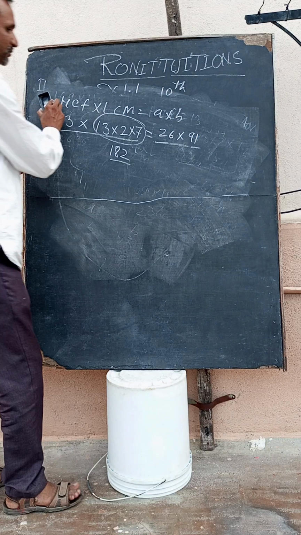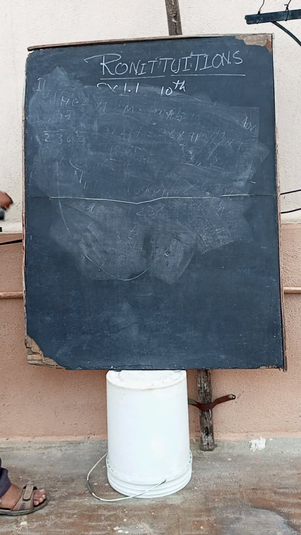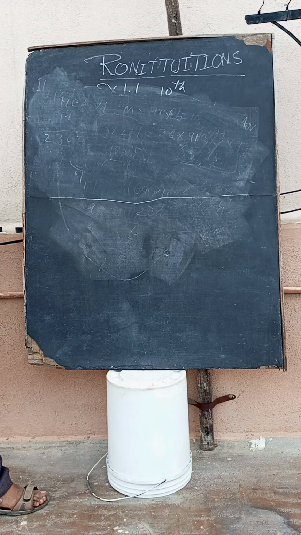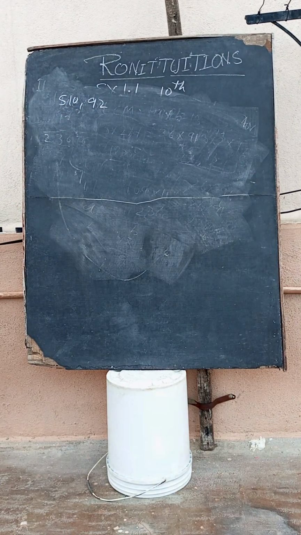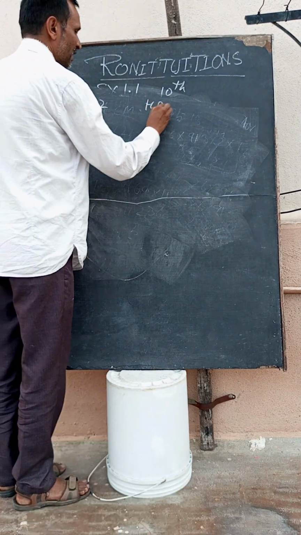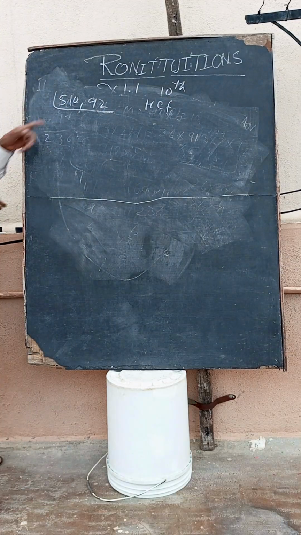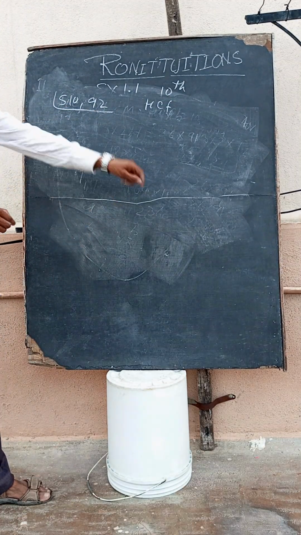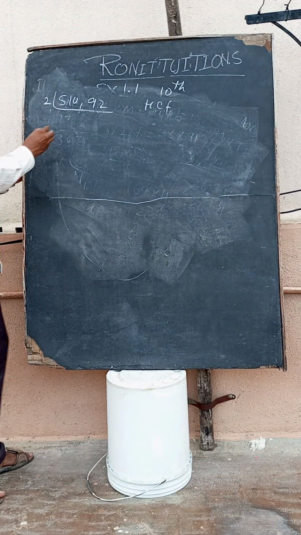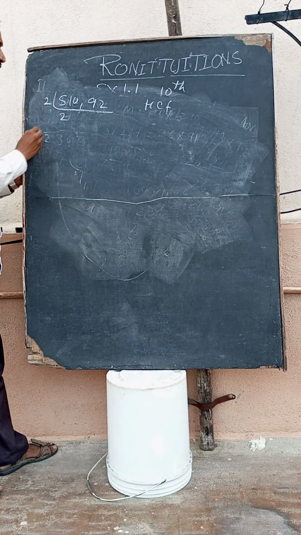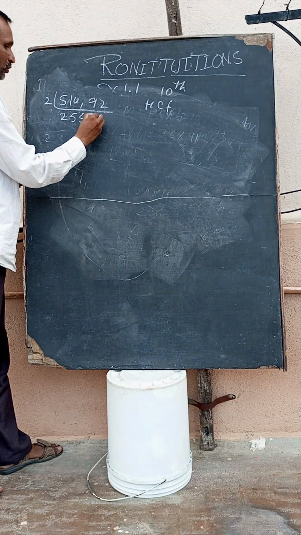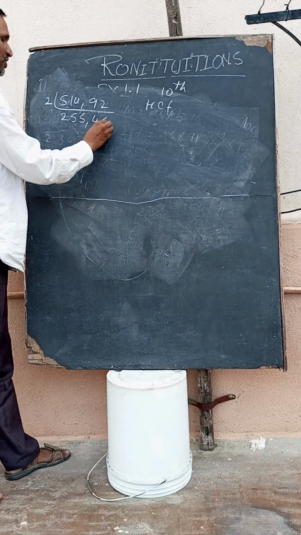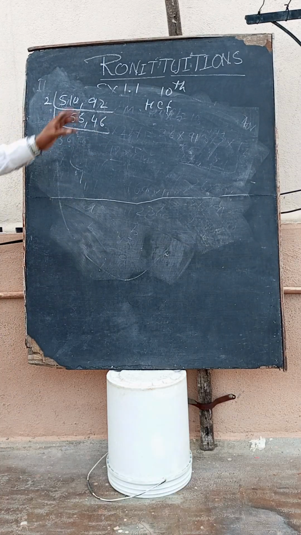Now we are going to the second question. Question number 2: the numbers given are 510 and 92. First we are going to find the HCF. What number can divide them? This is an even number, this also is an even number, so we can divide by 2. So 2 2s are 4, 2 5s are 10, and 2 5s are 10. This one, 2 4s are 8, and 2 6s are 12. These numbers cannot be divisible by any number now.